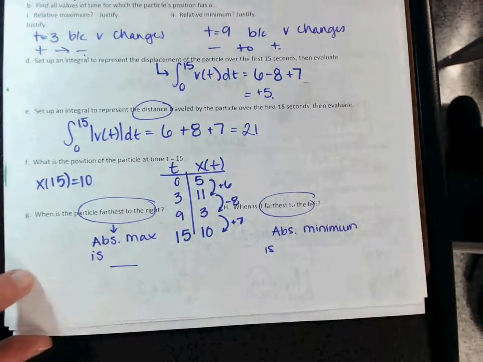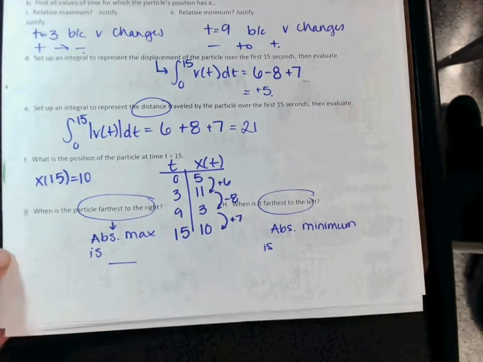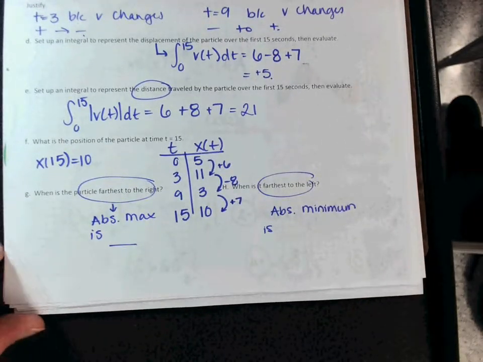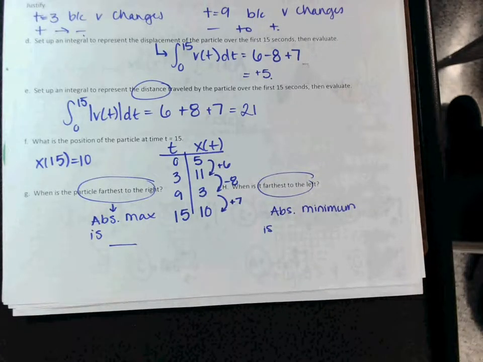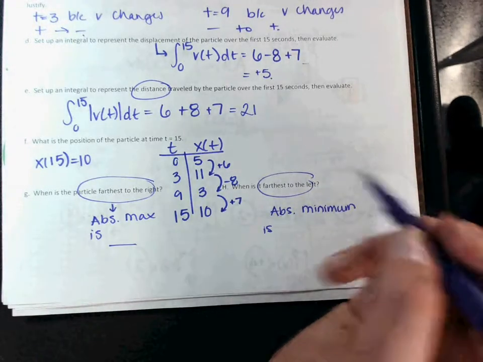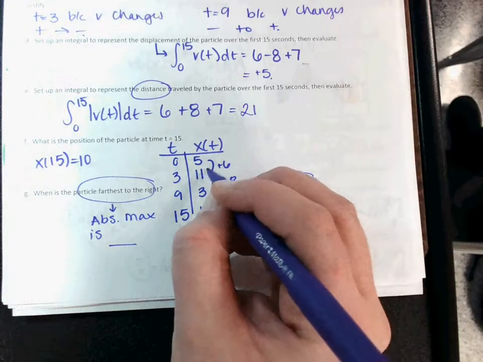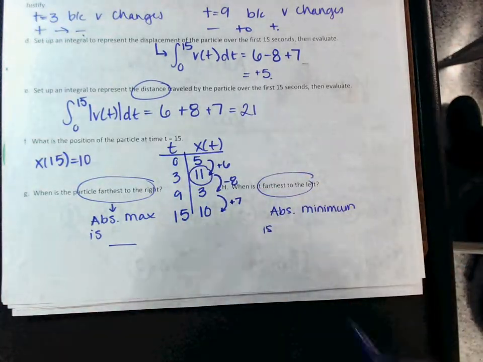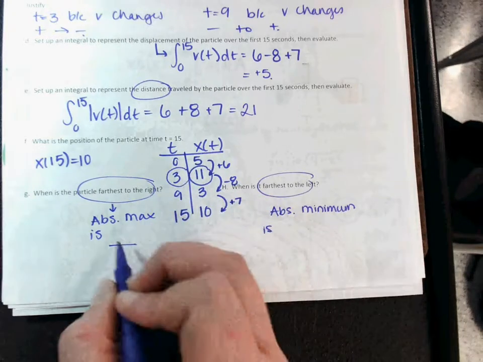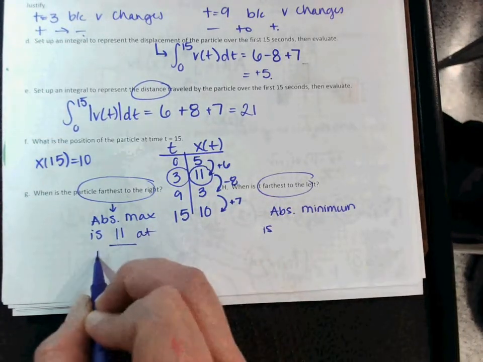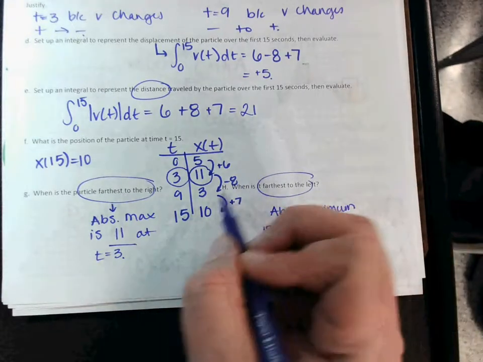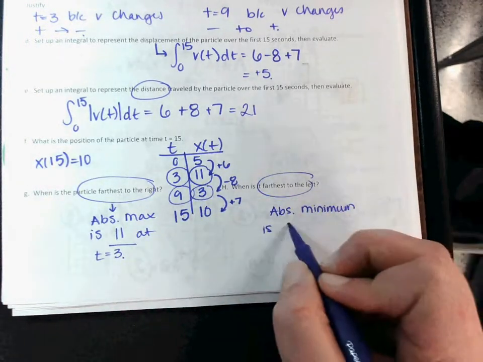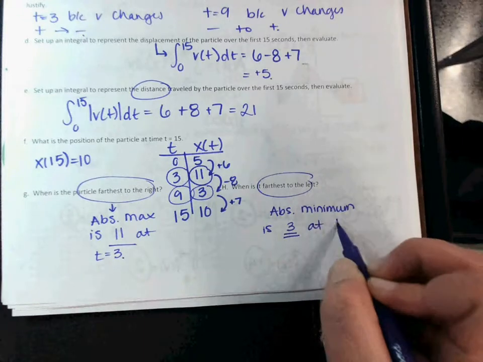Okay, now remember that your absolute min and max are the y values. They occur at time values. So my absolute max is what? 11, it occurs at 3. And then your absolute minimum is 3. It occurs at 9. Okay, good?